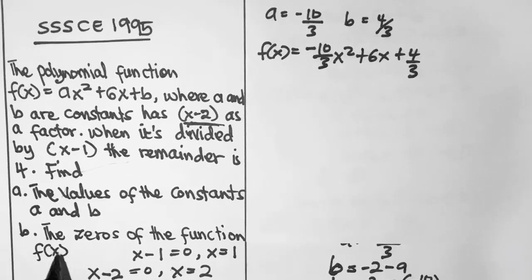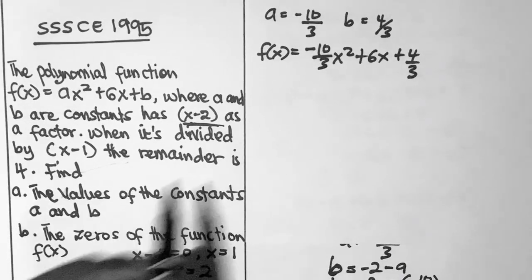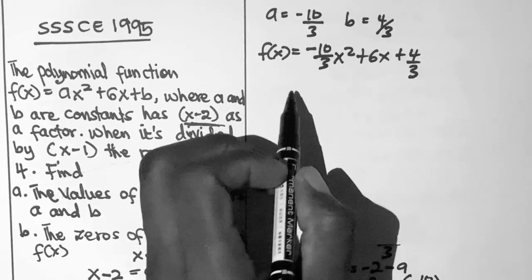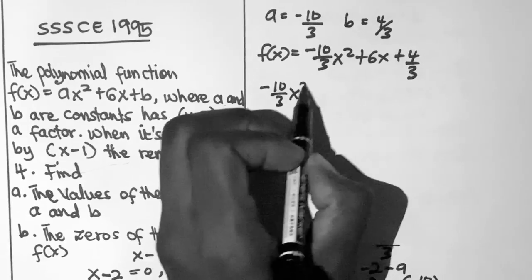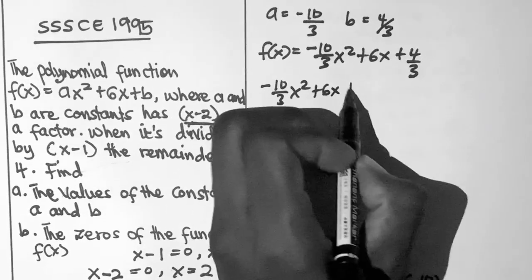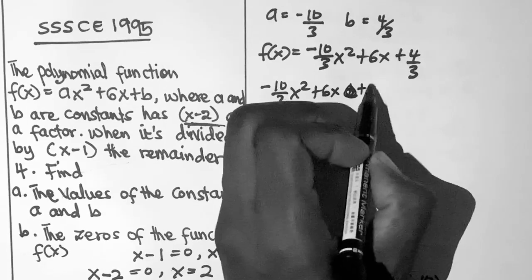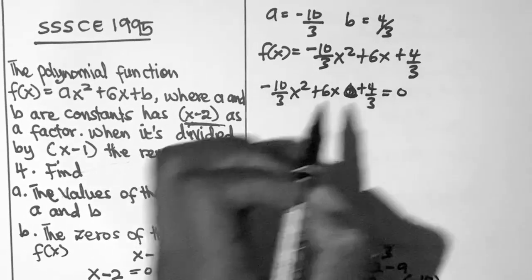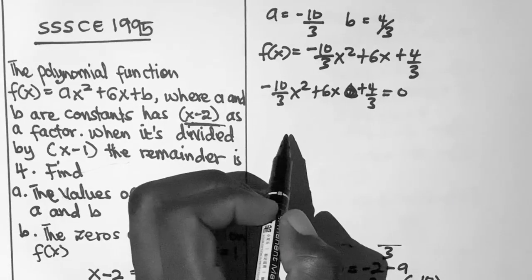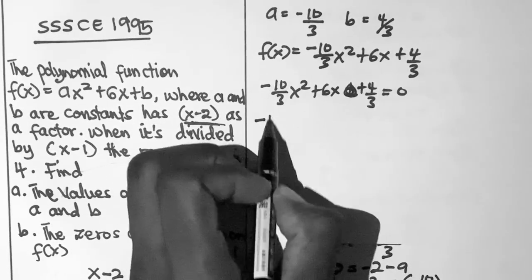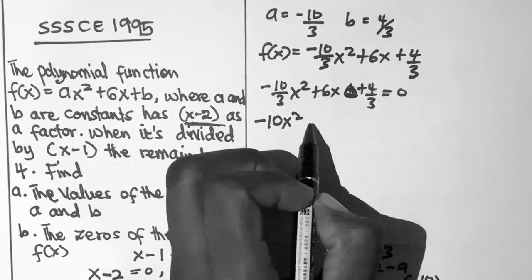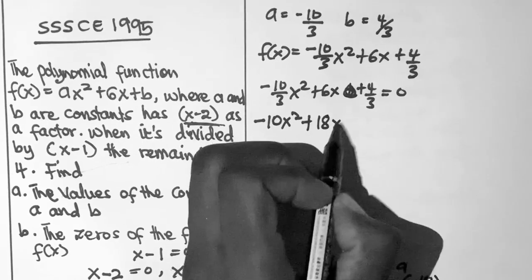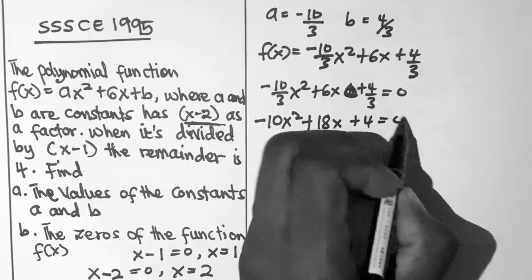Then the last part says we should find the zeros of the function. So what it means is that we should take this function and equate to 0. So that is minus 10 over 3 x squared plus 6x plus 4 over 3 is equal to 0. So if we multiply through by 3, here becomes minus 10x squared. Then 3 times 6 is 18, so plus 18x. Then plus 4 is equal to 0.